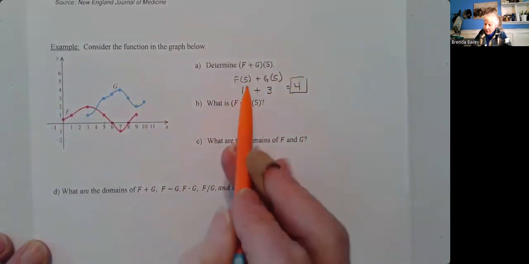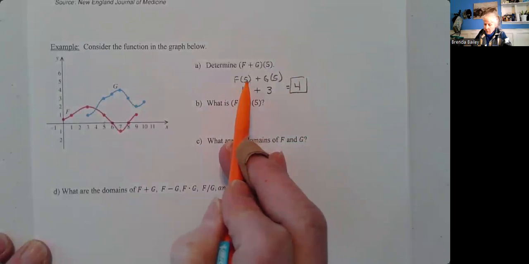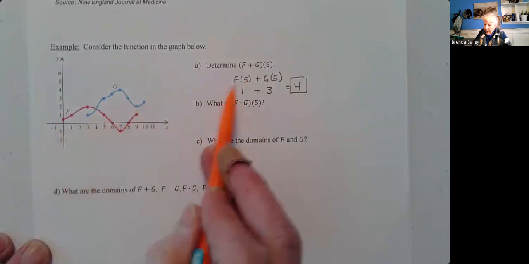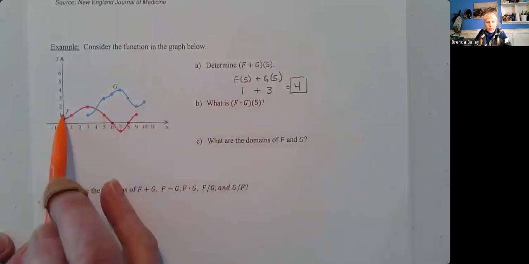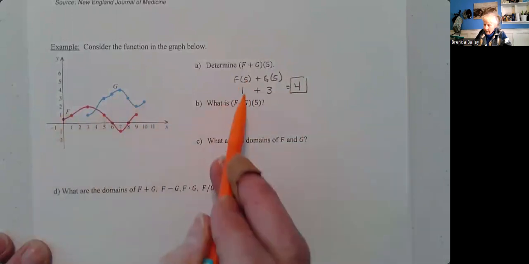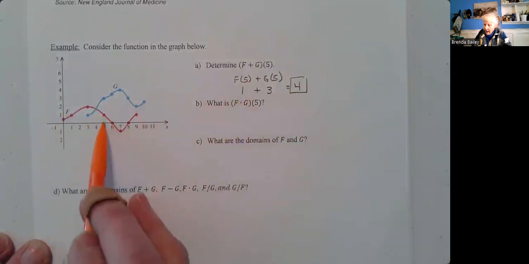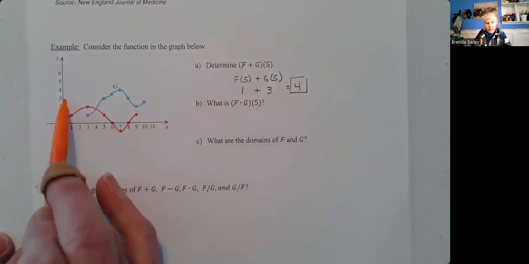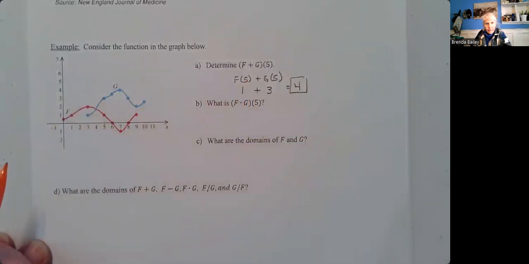So again, this is the X, and you go to 5 on the X-axis, and then you go up to the F and see what the Y coordinate is equal to. It's 1. And you go to 5, you go up to the G, and that Y coordinate is 3. And then you add them together.